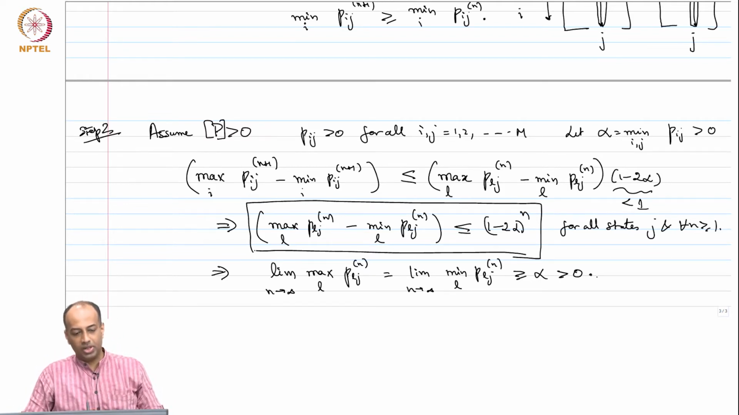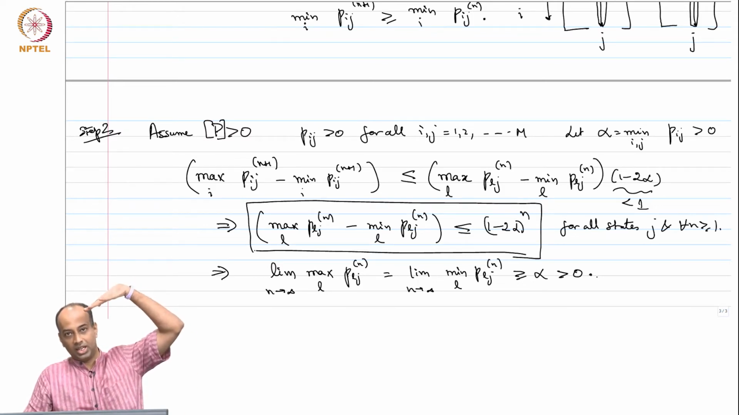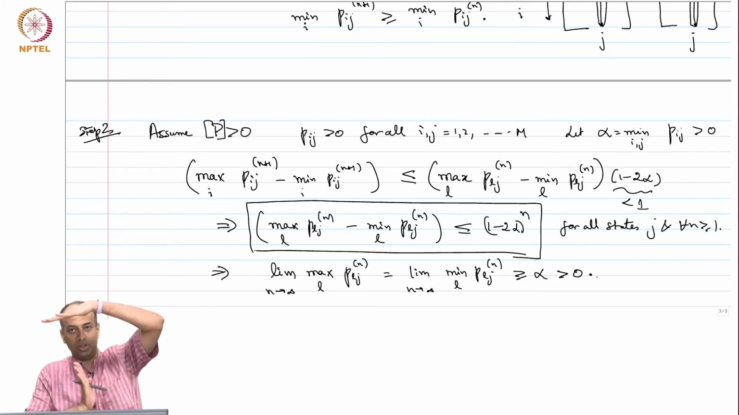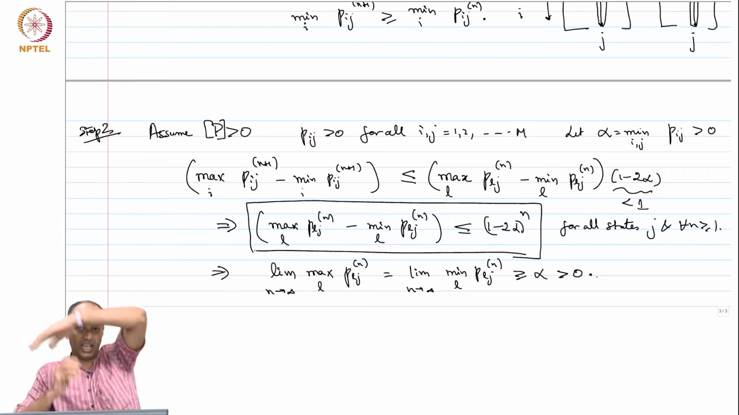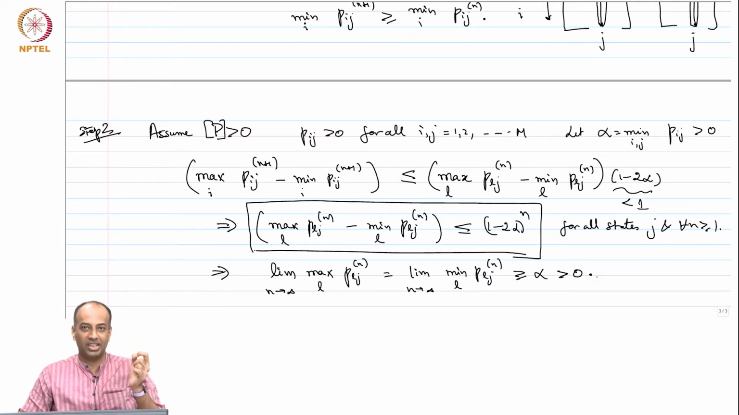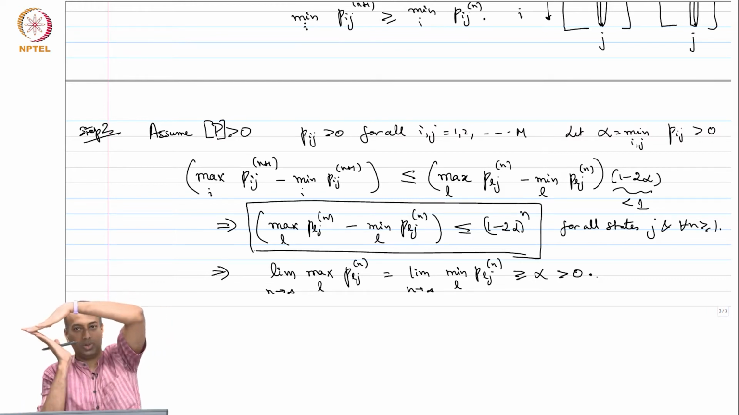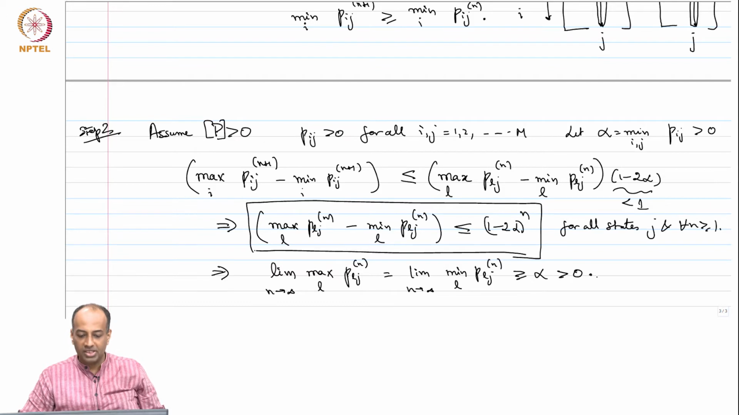So in the previous lemma for any finite state DTMC, we proved that the max over any column keeps decreasing and the min over any column keeps increasing, right? But as n tends to infinity, it's possible that they may not actually converge. There may still be a gap, right? However, when the P matrix is strictly positive, each entry is positive, this gap goes down exponentially fast, geometrically fast, right? So the max and the min converge to the same limit, all right? And this will obviously be some function of j, right? And in fact, that will be your pi j. Okay, so this is something we can prove.